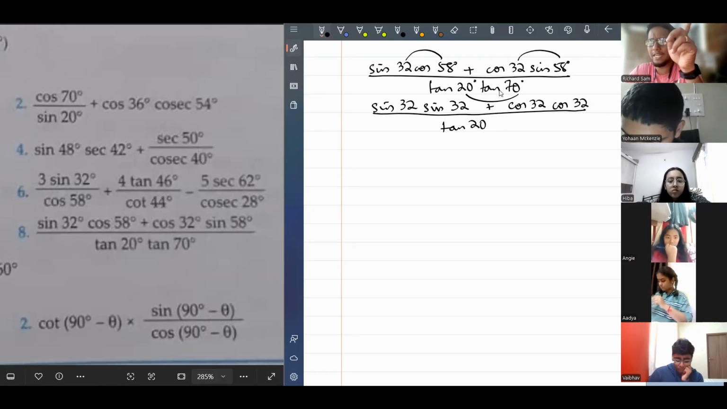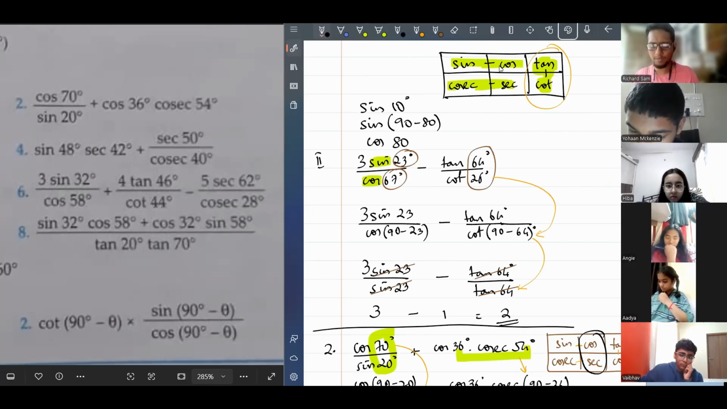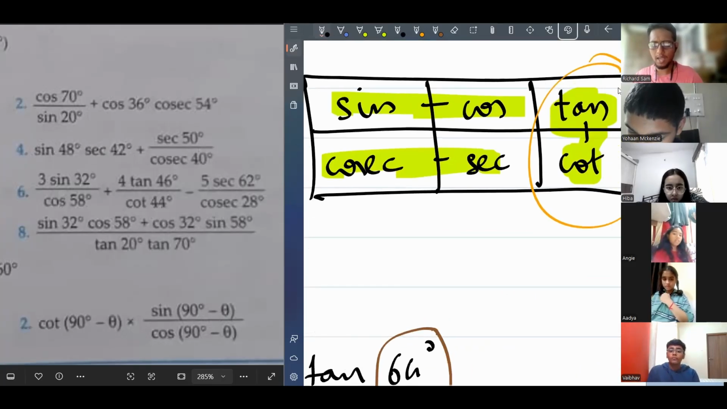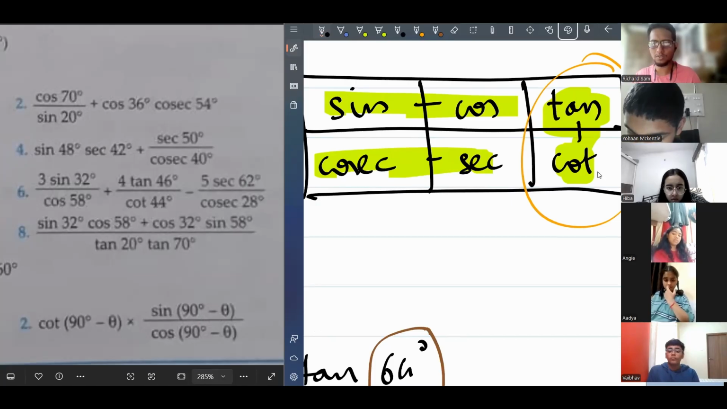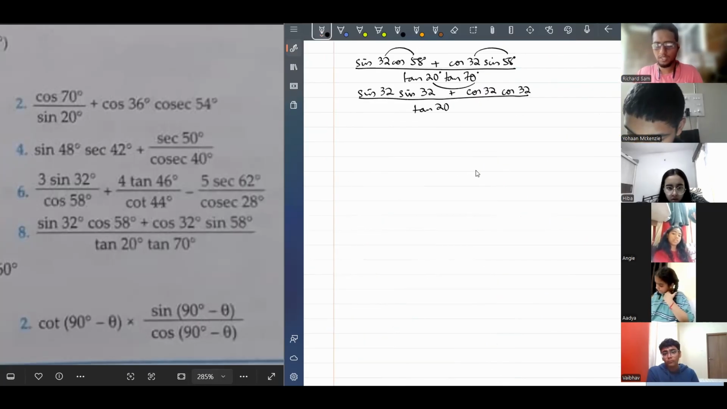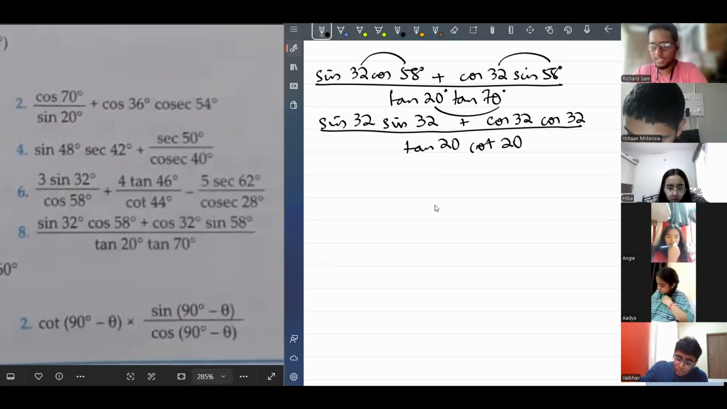What's the complementary to tan? If you're forgetting, draw this every time you're doing this. Okay, complementary to tan is cot. So tan 70 can be written as cot 20. Okay, numbers are same. What after this? Is this step correct? Clear for everyone? We matched the numbers. We made the numbers same.